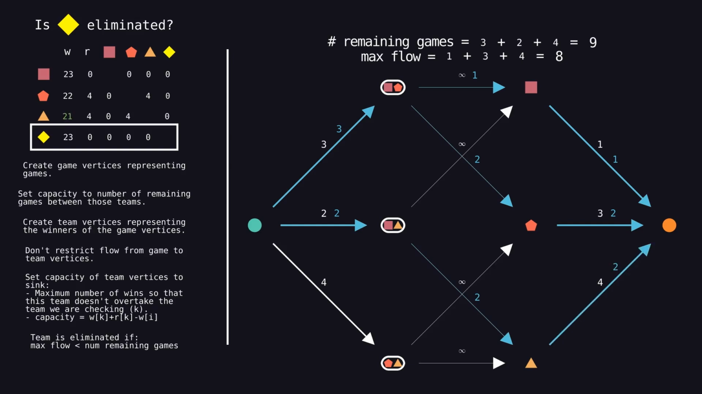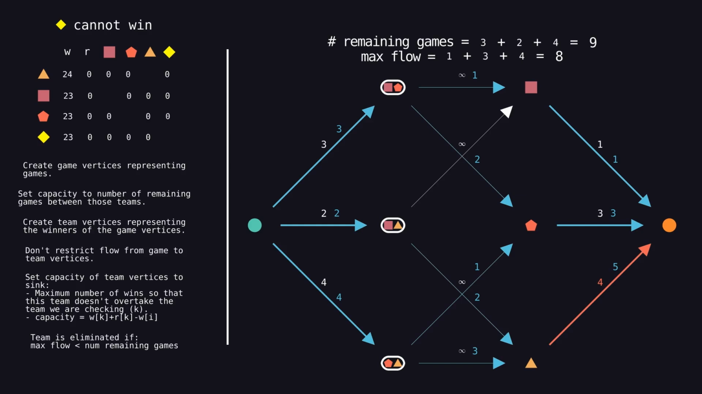Finally, Pentagon and Triangle have 4 games against each other. Pentagon can win 1 more to not eliminate Diamond, but Triangle can only win 2 more to not eliminate Diamond, and yet there are 3 wins to distribute. As you can see here, we cannot distribute the wins of all the remaining games amongst the other teams such that no one overtakes Diamond. So, our team is eliminated.